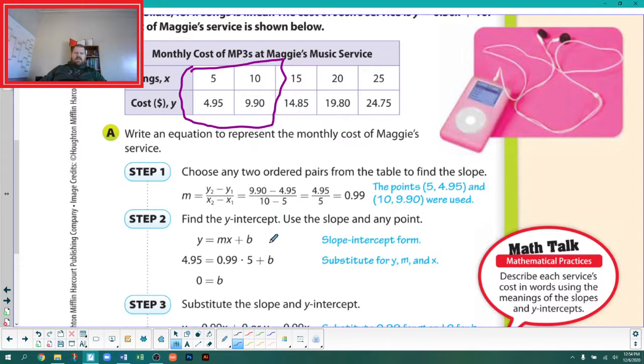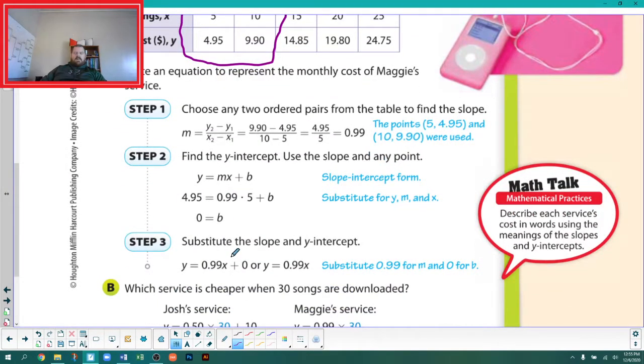And they find out that, is that right? Yeah, I guess that is right. 0.99 times 5 is 4.95. And so when they subtract that from both sides, they get that the y-intercept is 0. So they get the equation y equals 0.99x.